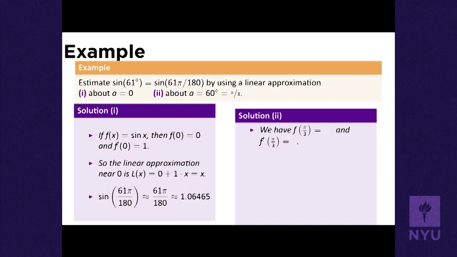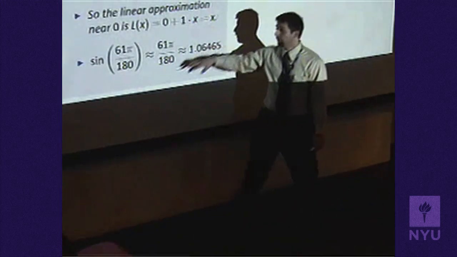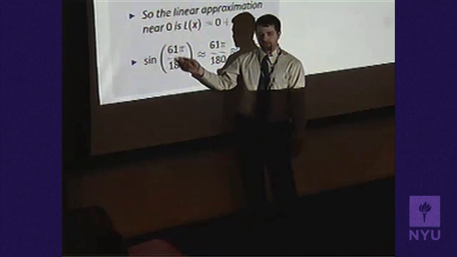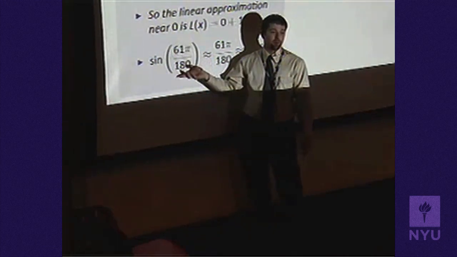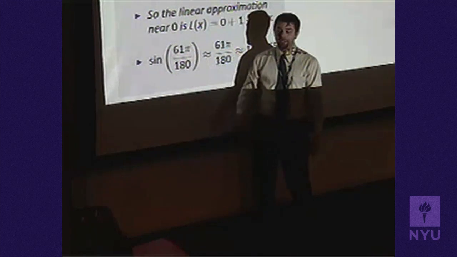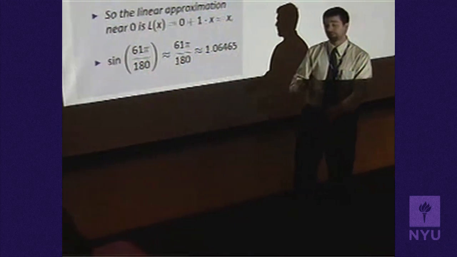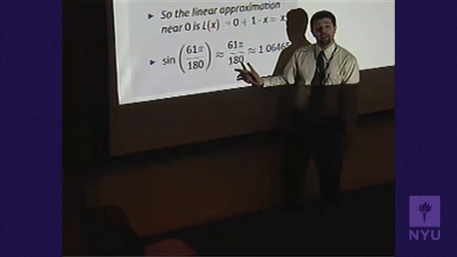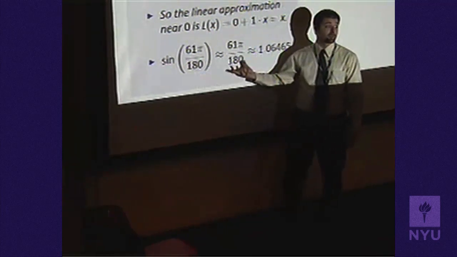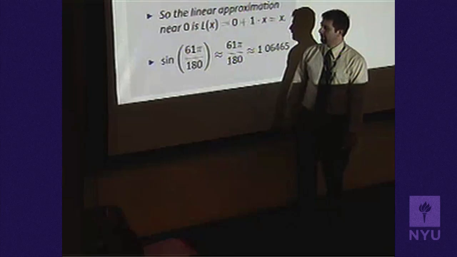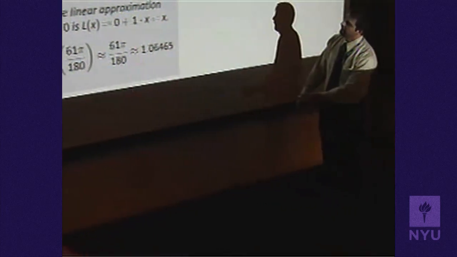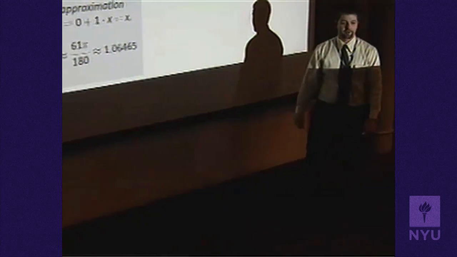Now, if we use this linear approximation to approximate a value of the function, it tells us that the sine of 61 degrees, and 61 pi over 180 is 61 degrees in radians, is approximately equal to 61 pi over 180. L of x is equal to x, and f of x is approximately equal to L of x. If you plug that into your calculator, you'll get that 61 pi over 180 is 1.0646 pi.